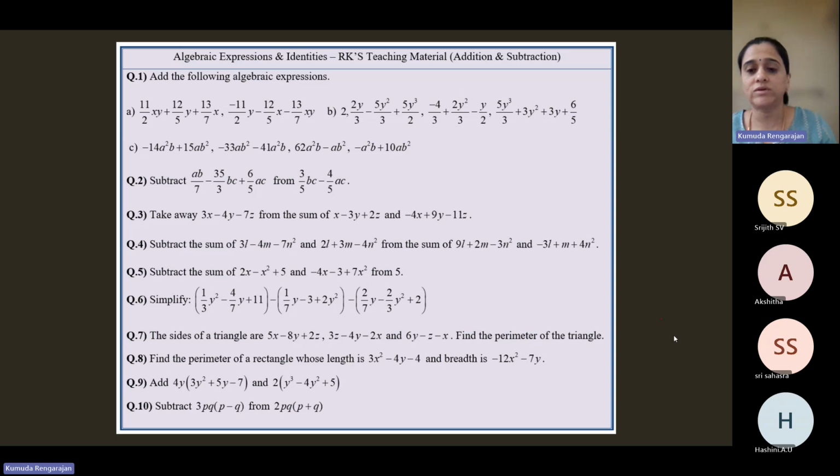Okay, children, good evening once again. This is session 2 of algebraic expressions and identities. In session 1, we understood how to add, subtract, and also multiply expressions. So today we'll practice and take up more questions on the same topic: addition, subtraction, and multiplication of algebraic expressions.